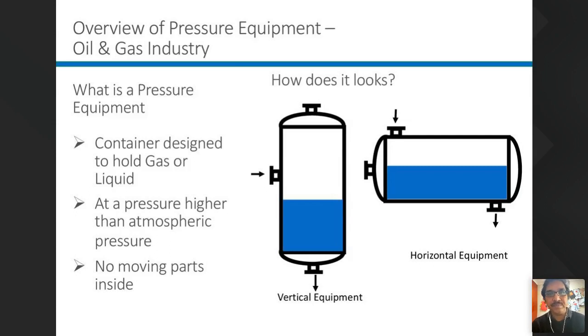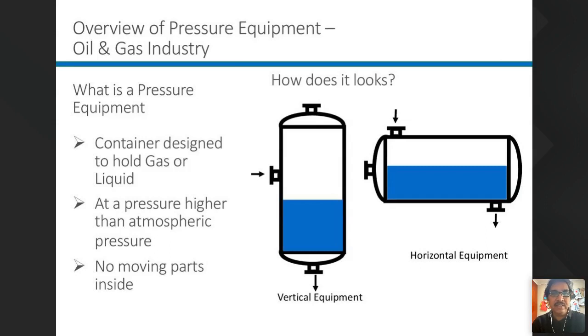How does it look? You can see two different cross-sections of a cylinder. It can be in a vertical orientation or in a horizontal orientation. And the pressure inside the equipment can range from 1 bar to 300 bar. It's just a number. It depends upon the pressure at which the oil comes from the well. If you remember the previous slide, we saw it's around 200 bar. And pressure equipment can theoretically be made to any shape, but the industry practice is to limit it to a cylindrical or spherical or conical shape.